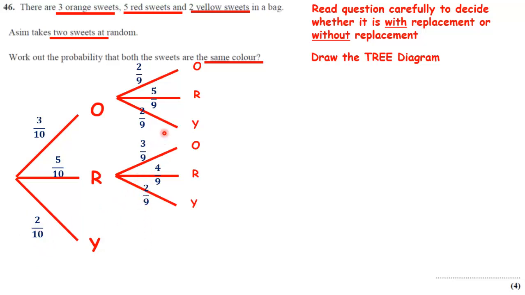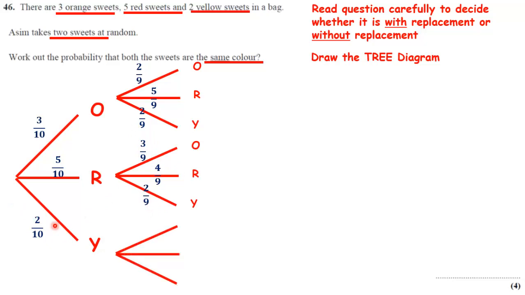Check that the probabilities add up to 1. 3 add 4 is 7. Add 2 is 9. So 9 over 9. They do all add up to 1. Over here, they do add up to 9 over 9, which is 1.